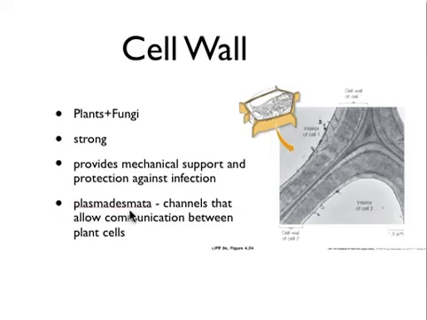It has plasmodesmata, which are channels that allow communication between plant cells. These are examples of plant cells. This is like the interior of a cell. This is the interior of another cell. And these are the plant cells, the cell wall of a cell, and the cell wall of another cell.